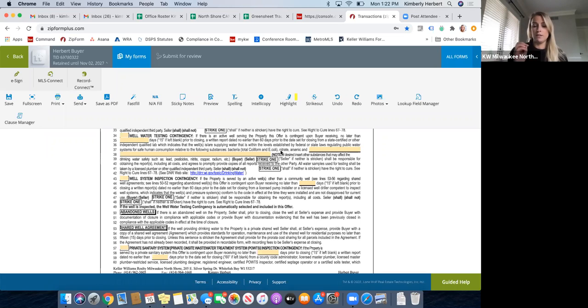So they signify in the offer that that needs to happen no earlier than 60 days prior to the date set for closing. So a seller can't use a report from 4 months ago with those results. It has to be within so many days of the closing date. So that's something to consider when you're talking with a seller.